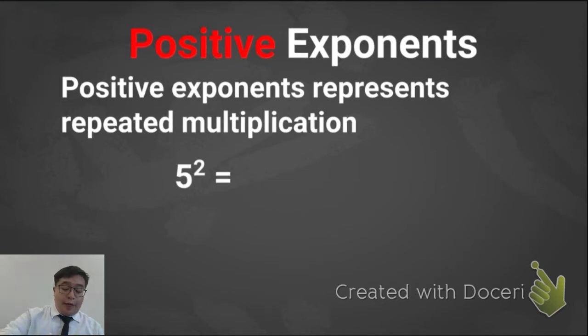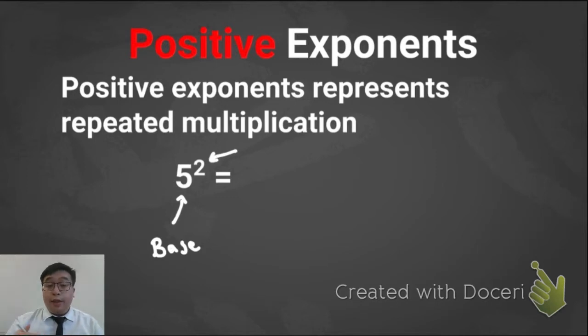I know that this 5, this number on the bottom, is going to represent the base. And this 2, in the upper right hand corner, is going to represent the exponent, or sometimes it's called the power.